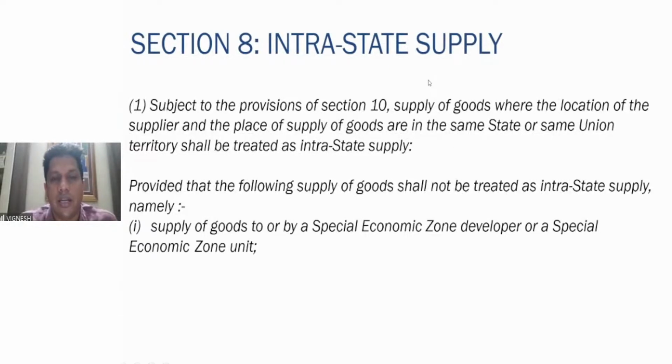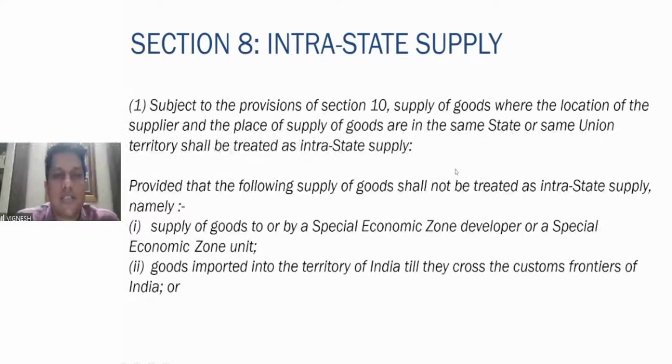Section 8 refers to intrastate supply. What is intrastate supply again? It is a supply of goods or services in the same state. That is, the location of supplier and place of supply are located in the same state, then it becomes an intrastate supply, subject to the provisions of section 10. Again, the subjective provision is given to section 10 because section 10 talks about the place of supply in certain specific cases. So subject to those provisions, the supply of goods where the location of supplier and the place of supply are located in the same state or same union territory shall be treated as an intrastate supply.